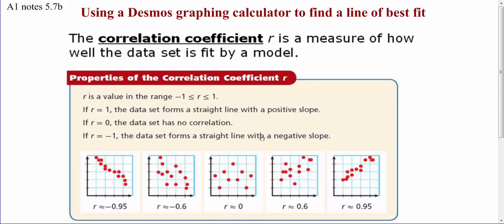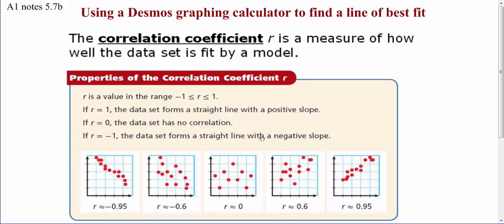Algebra 1 students, welcome to your 5.7b notes using Desmos Graphing Calculator to find a line of best fit. We're going to use a process today called regression. We let the machines do the work for us, but we have to know what it means and how to set it up, so we're going to talk about that. So let's start with some terminology.